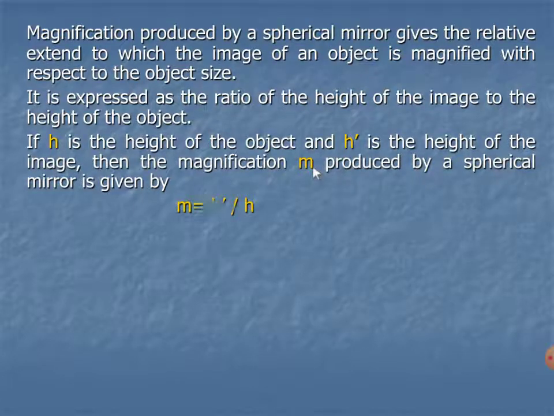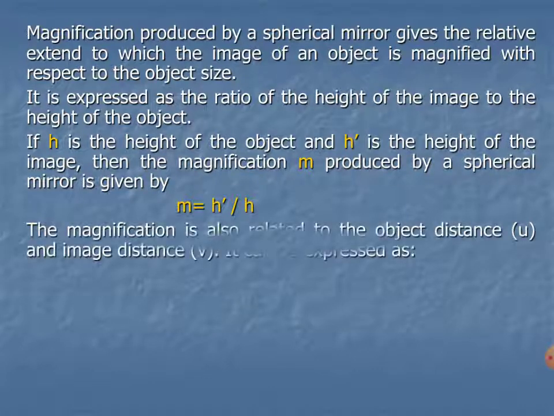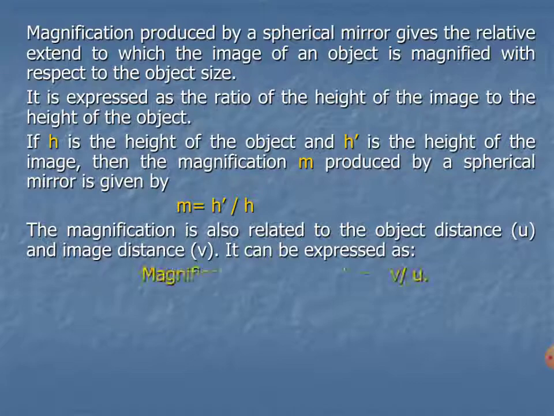Let's see. Magnification is denoted by m, and if the size of the image is denoted by h prime, and the height or size of the object by h, then it will be equal to what? M, magnification, is equal to height of the image to the height of the object. It can also be used in terms of the distance, image distance to the object distance. Here it is given, magnification is equal to what? Height of the image to the height of the object. It can also be defined as a ratio of minus of image distance to the object distance.